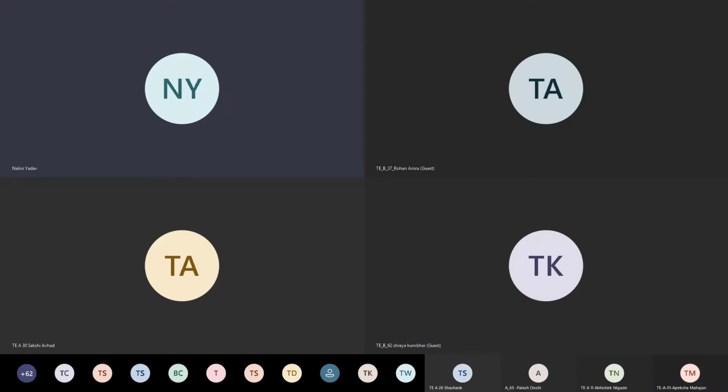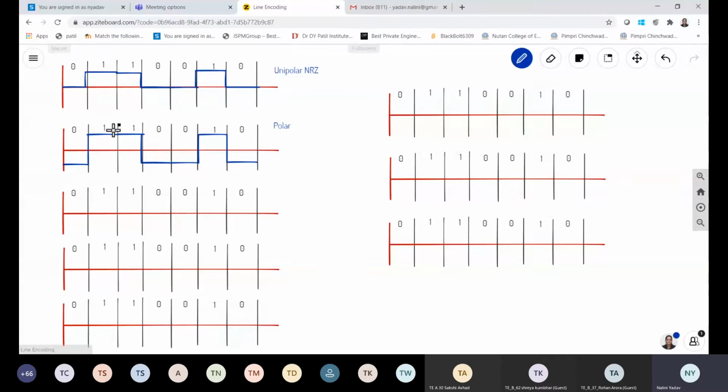Yes, again I will share my screen of this Ziteboard. So which particular scheme is this? It is polar NRZ-L, right? So this particular scheme is polar NRZ-L, right? Now I will go to polar NRZ-I.